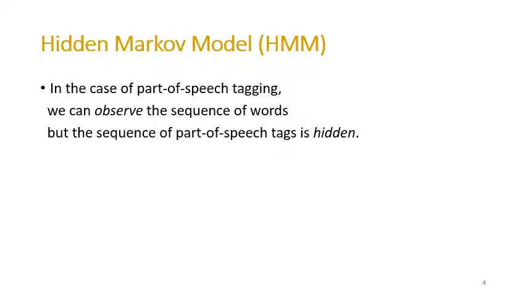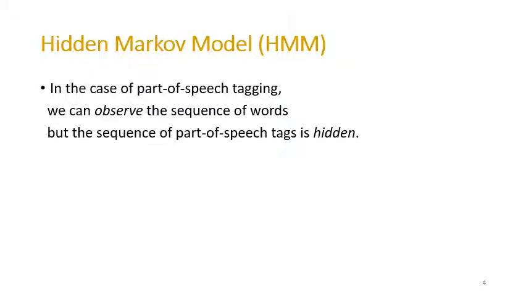Now let's try to bring the context into the part-of-speech tagging problem. In the case of part-of-speech tagging, we can observe the sequence of words. We can see the sentence, we can see the order of the words, so we can observe that. But the sequence of the part-of-speech tags is hidden because you can see the word, but you don't know what are the part-of-speech tags for each word.